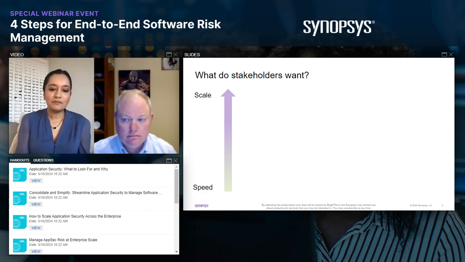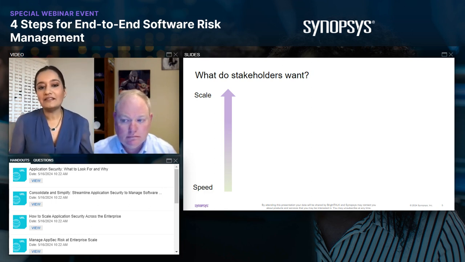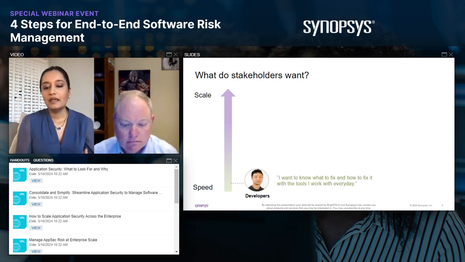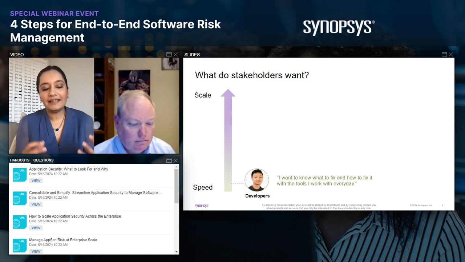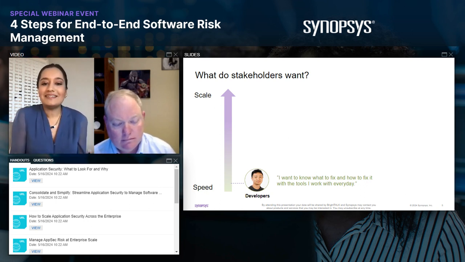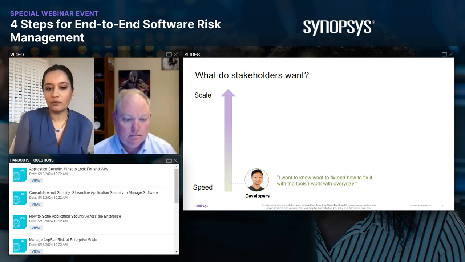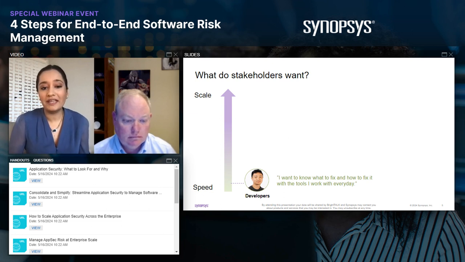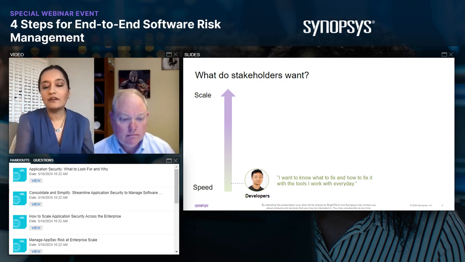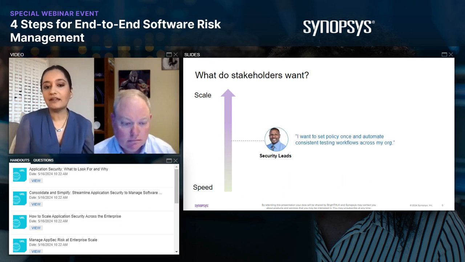Now, ultimately, what in, let's say, the ideal application security scenario do a lot of these stakeholders want? For the developer to accomplish the level of speed that they want, they would ideally want to know how to fix and what to fix within the tools they work within every day. They'd like to avoid being forced to go into multiple security tools, get trained on these multiple tools, and be able to understand their most critical work from the get-go.